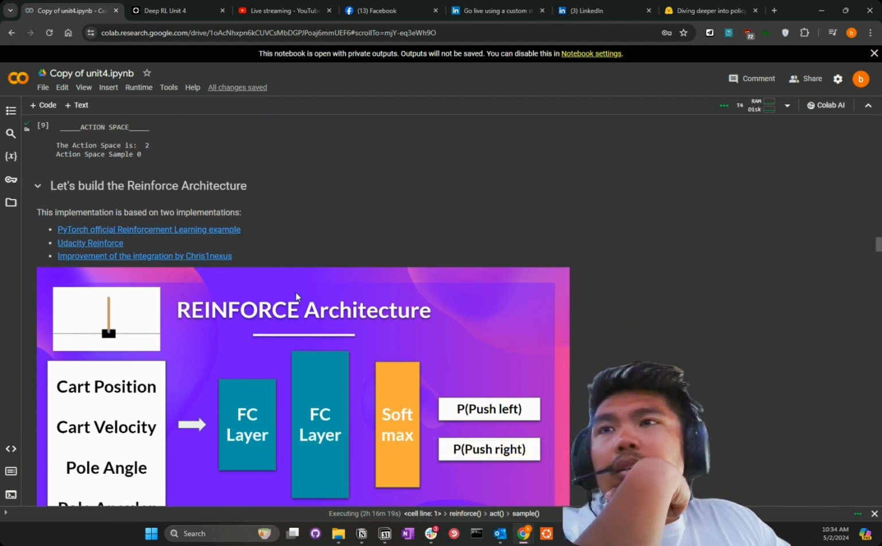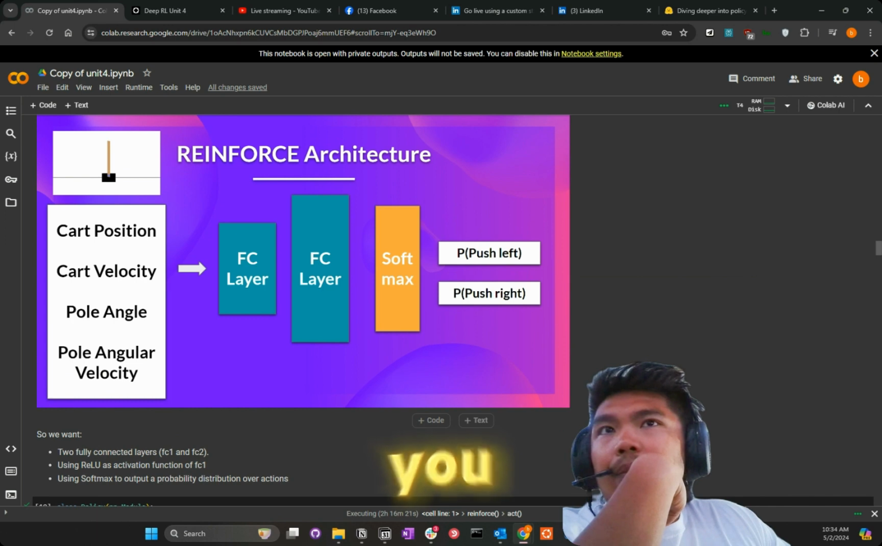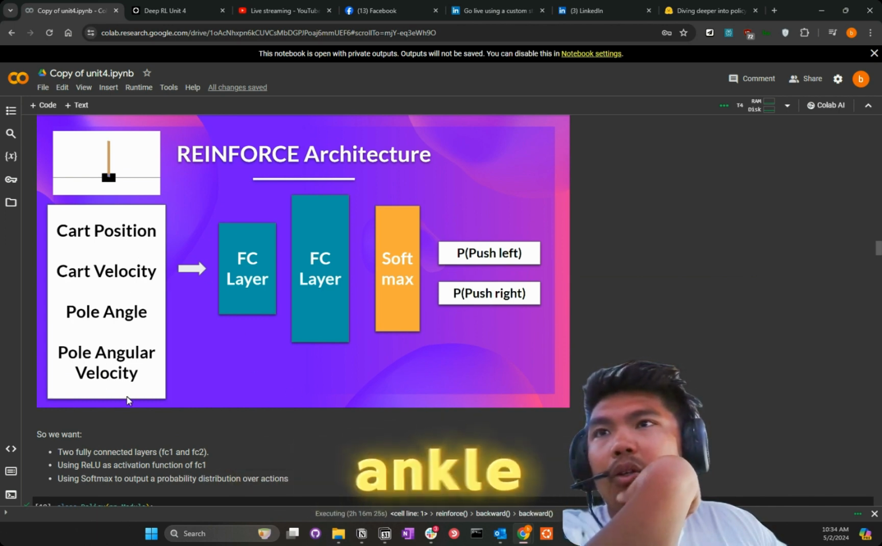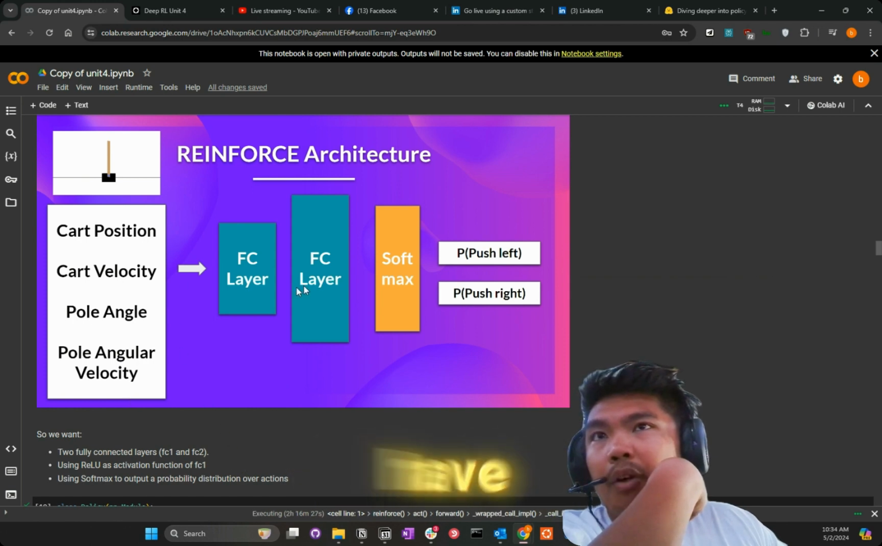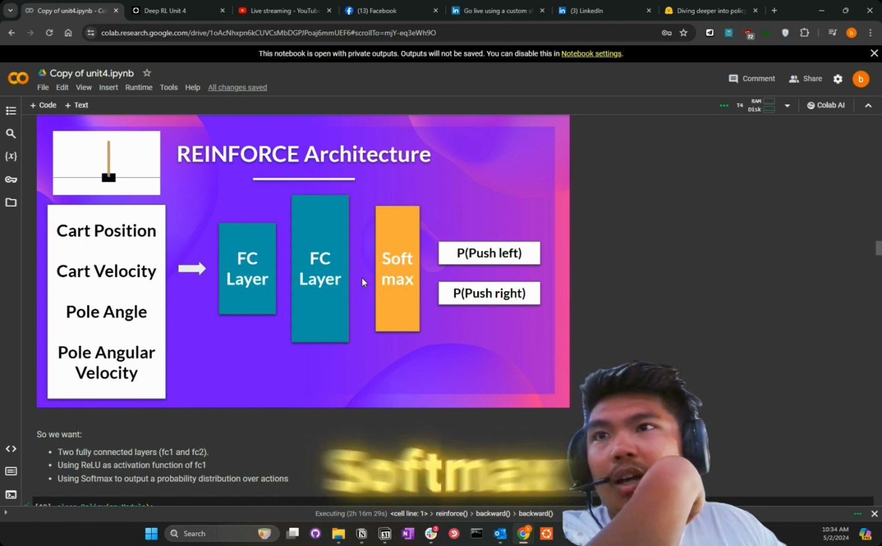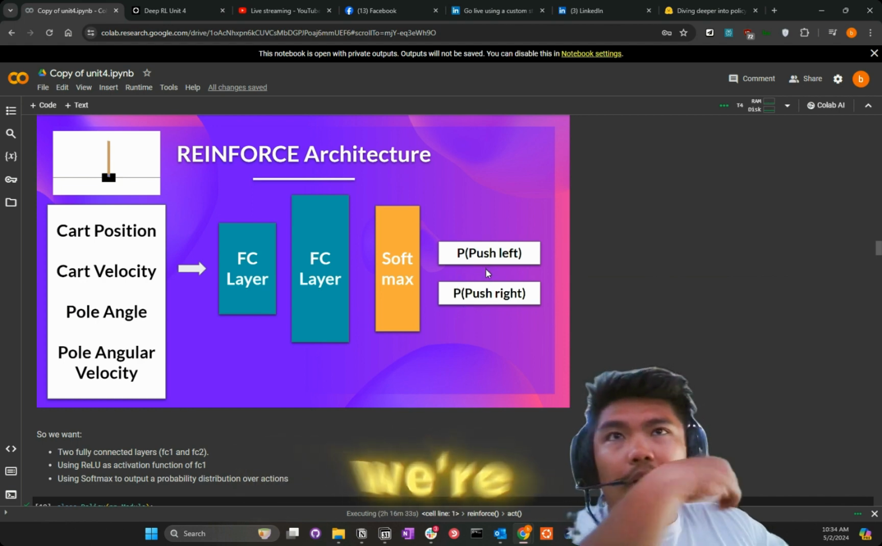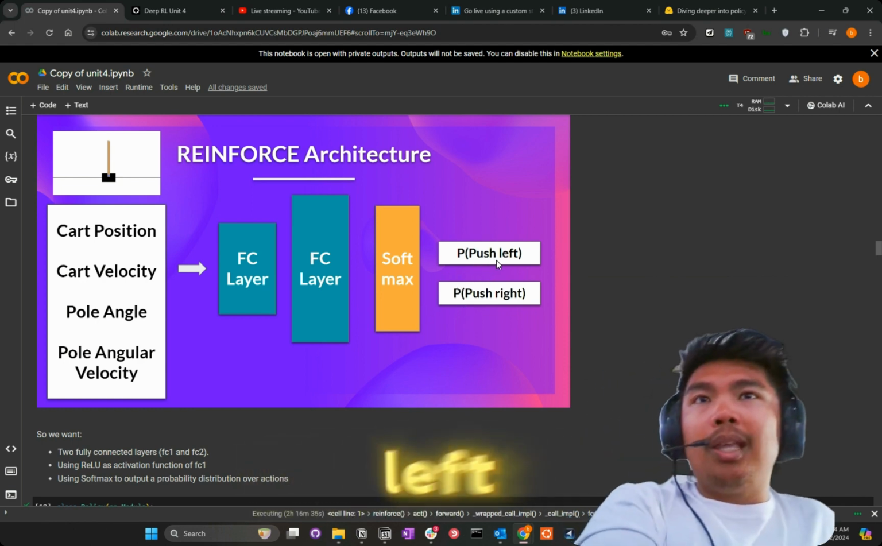Alrighty. So you can see that in this environment, we have car position, car velocity, pole angle, pole angular velocity. We have our two fully connected layers and a softmax. And the probability, we're going to get the probability of going left and going right.